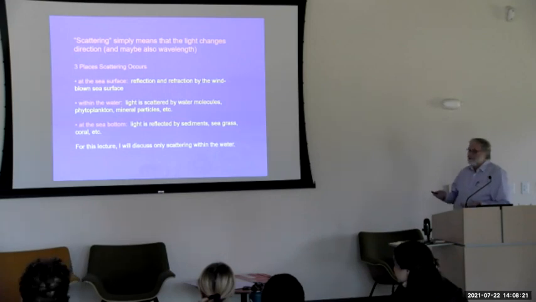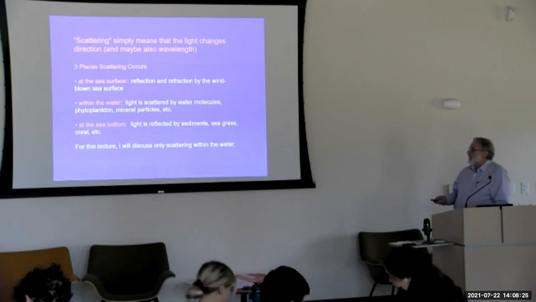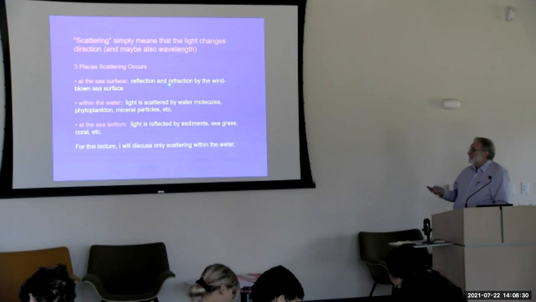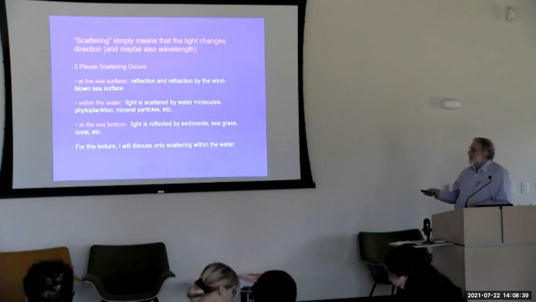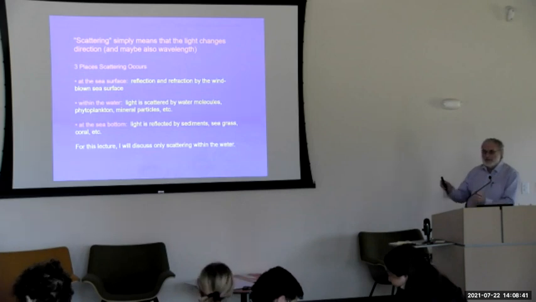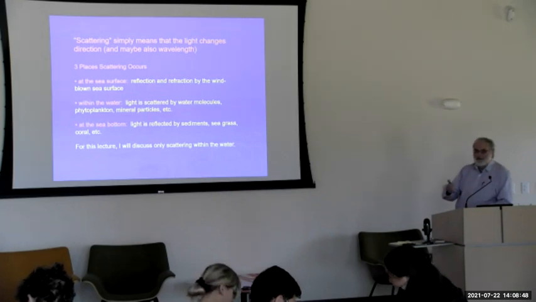Okay, scattering simply means that the light changes directions and maybe wavelength. So it occurs in various places in the ocean. It occurs at the sea surface when light is reflected or refracted by the water surface itself. It occurs within the water body when it's scattered by water molecules or phytoplankton, mineral particles, bubbles, whatever. Scattering occurs at the bottom of the ocean when light is reflected by sediments or seagrass or coral. So any of these processes are all scattering.